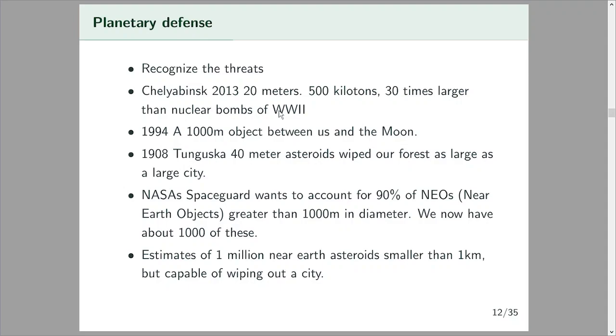NASA has a project called Space Guard that wants to account for 90% of NEOs, near-Earth objects, greater than 1,000 meters in diameter. We now have about 1,000 of these. Estimates of 1 million near-Earth asteroids smaller than 1 kilometer but capable of wiping out a city exist. So these are the things we probably want to watch, because they have the capability of doing some harm.